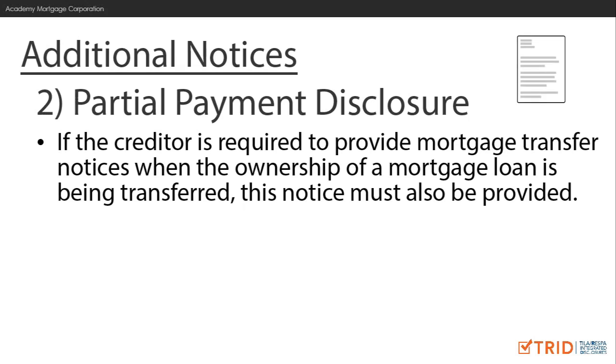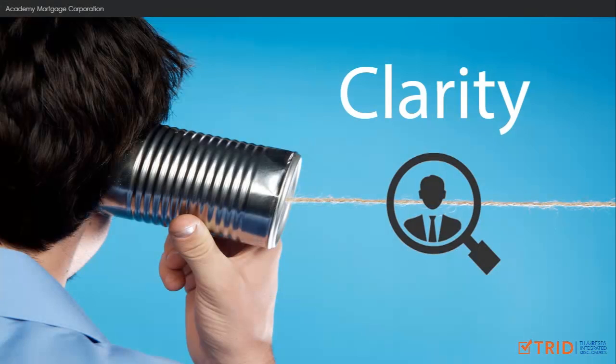For the partial payment disclosure, if the creditor is required to provide mortgage transfer notices when the ownership of a mortgage loan is being transferred, this notice must also be provided. Regarding clarity, some things aren't new, but have been more clearly defined in the new rules. With the clarity, you should expect that investors, agencies, and regulators are likely to be more strict in their reviews, as each clarified item has the potential to result in unsaleable loans.